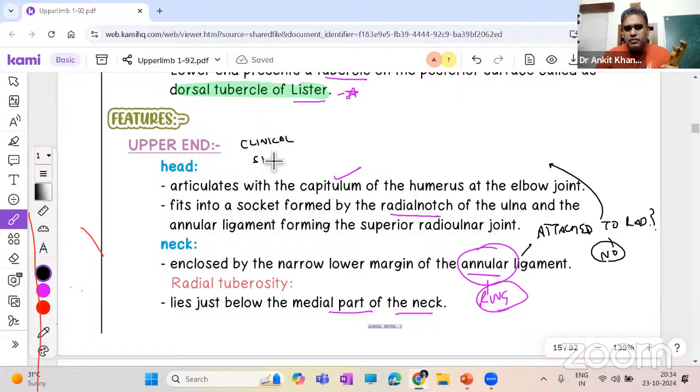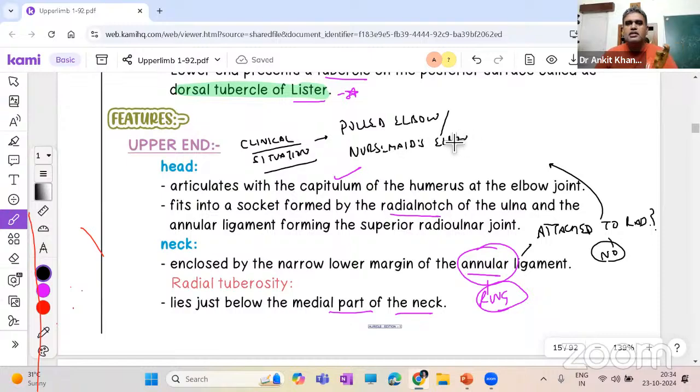What is that clinical situation related to this annular ligament? There is a condition known as pulled elbow or nursemaid's elbow. This is a clinical condition.